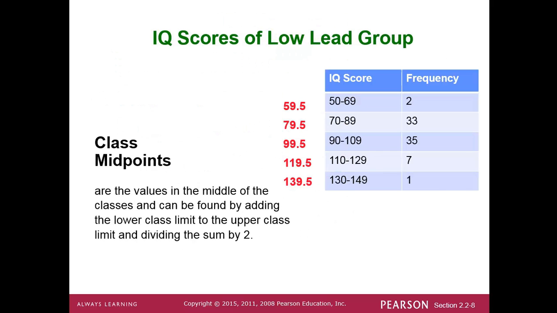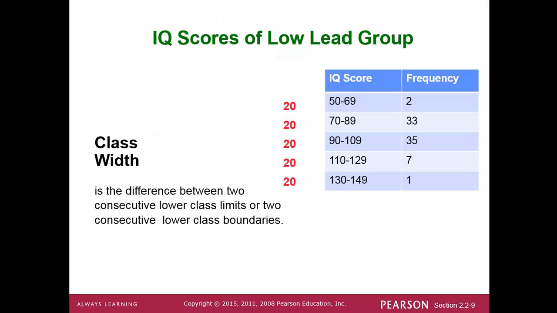Class midpoints are another thing we talk about when we're looking at frequency tables, and that's the value in the middle of the class. You basically add your lower class limit and your upper class limit, divide by 2. So for example, for the second class, you take 70 plus 89, you get 159. You divide by 2 and you have 79.5. That is a value that we will use later when we start to try to look and say, well, what's the average of this class? Because you don't have individual scores, you'll use the class midpoint as representative of that class.